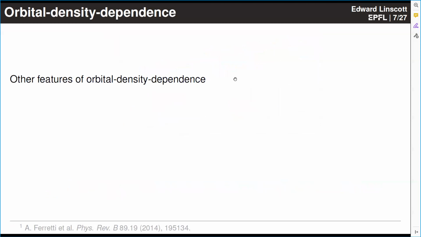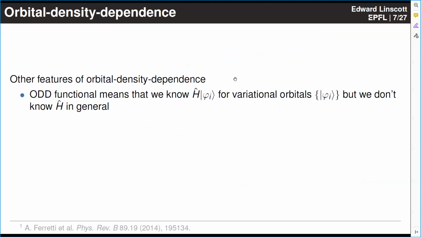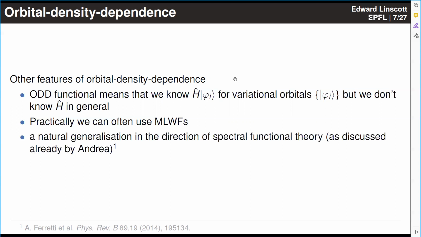There are a few other features of orbital density dependence that I would just like to briefly mention. Firstly, having an orbital density dependent functional means that we know the action of a Hamiltonian on a set of orbitals, but in general, we don't know what the Hamiltonian is. Practically, we often use maximally localized Wannier functions, so sometimes we don't bother with the actual process of minimizing the total energy functional. We just use these maximally localized Wannier functions, and Nicola will probably mention that more in his talk. And as we saw with Andrea, ODDs are a natural generalization of DFT in the direction of spectral functional theory.